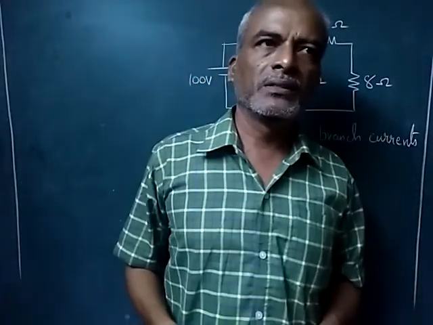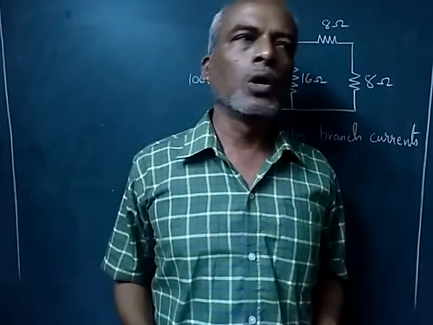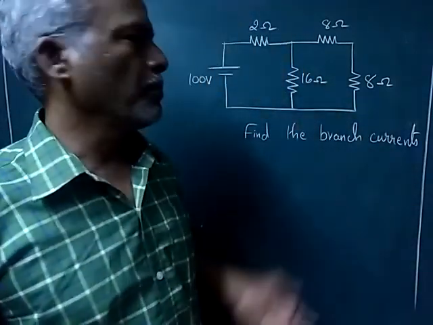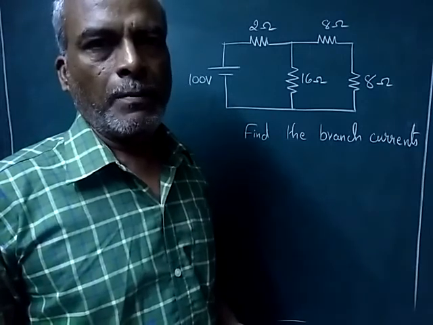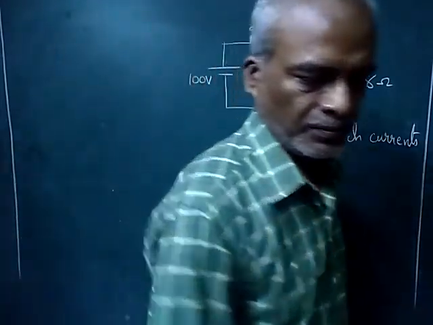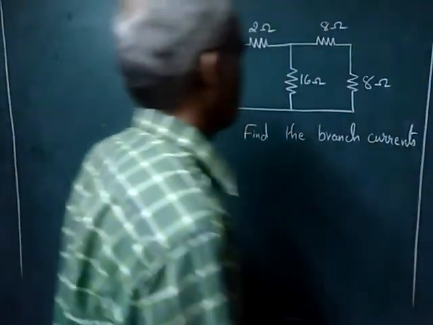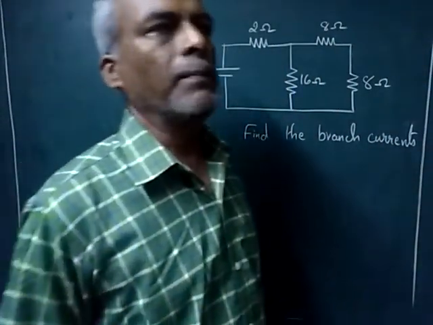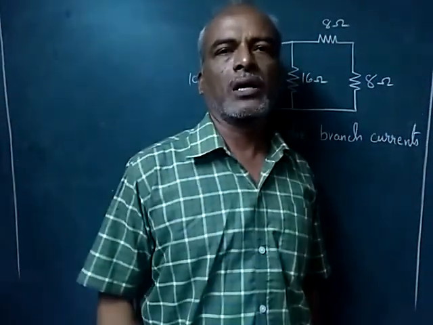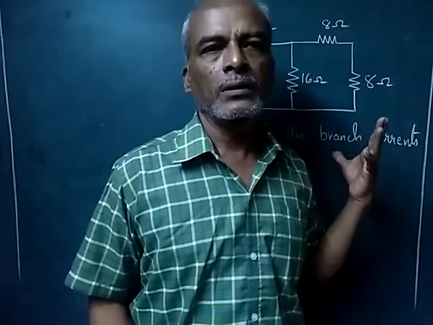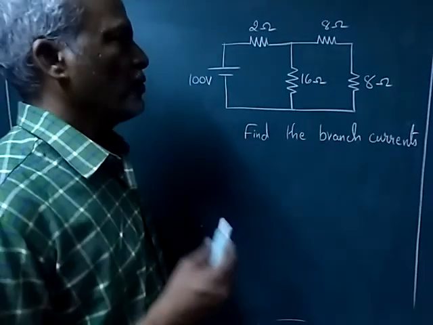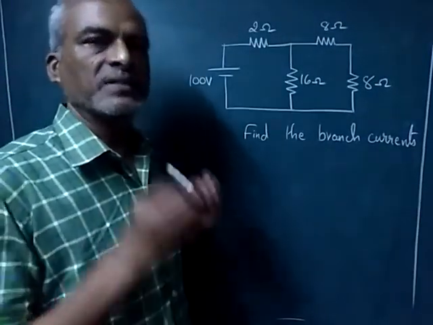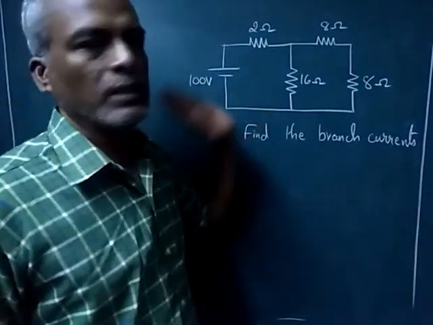Hello viewers, today we are going to solve the circuit theory problem using mesh analysis. Basically we are going to apply Kirchhoff's voltage law and current law to solve the branch currents for this problem. First, you fix some branch current for all the branches.